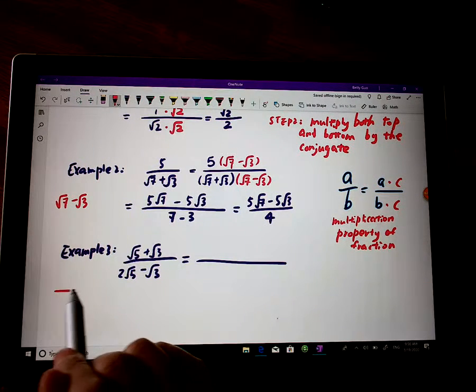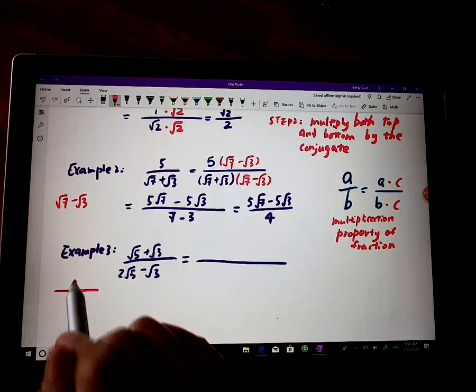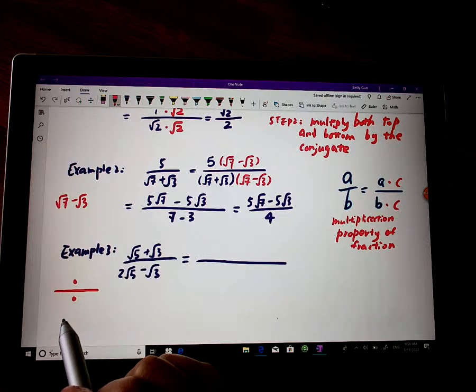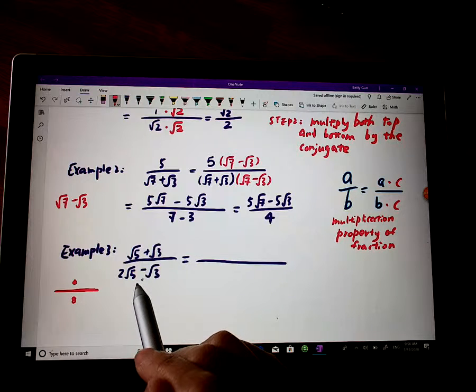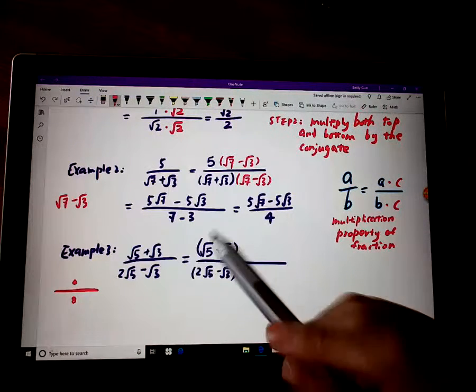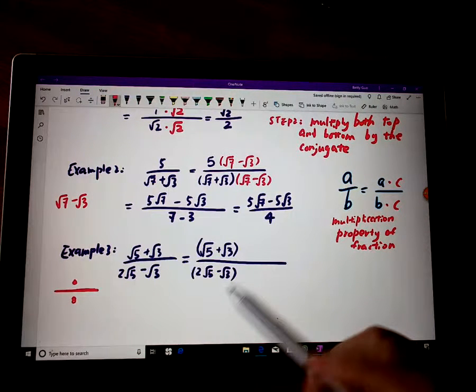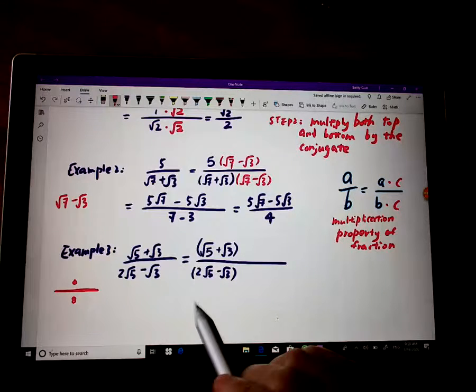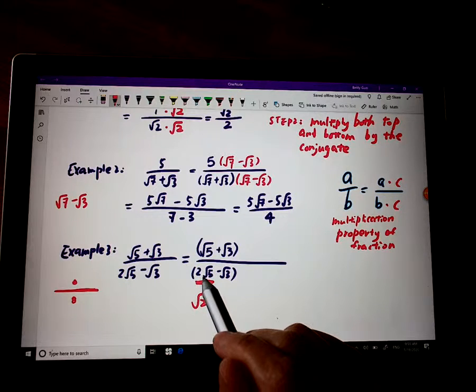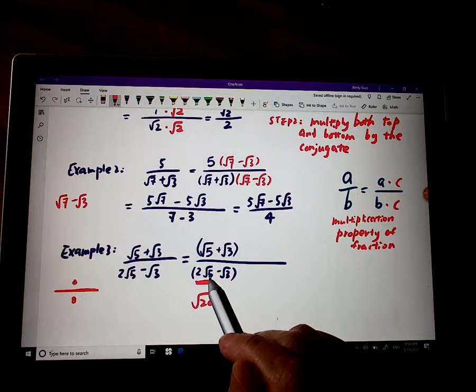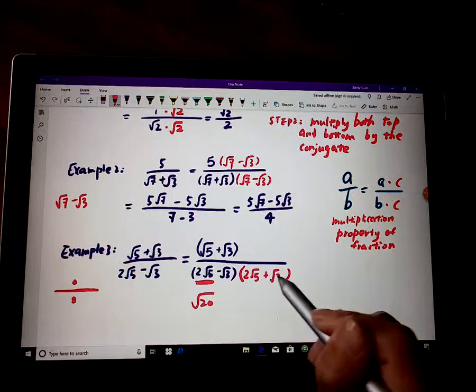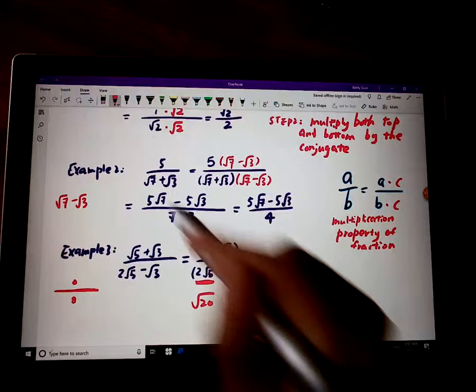I talked about this before. The fraction bar serves as a division symbol. The fraction part is the numerator, and this is the denominator. So this is a division of two radical expressions. What's step one? Think about it as a simplified form, but it doesn't change the definition of the conjugates. So what if you think about this one as the square root of 20? Square root of 20 is the same as 2 times square root of 5.